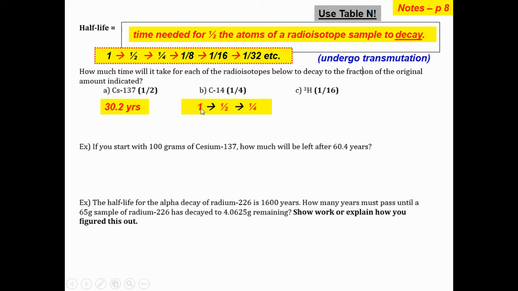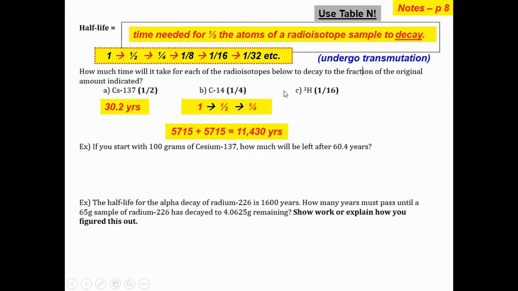So at 0 half-lives, we've got 1 whole. After 1 half-life, we've got a half. After 2 half-lives, we've got a quarter. So we're counting the arrows, we're counting the hops, and that means you take 5715, which is the half-life of carbon-14. This number came from Table N, times 2. 5715 plus 5715 makes 11,430 years.